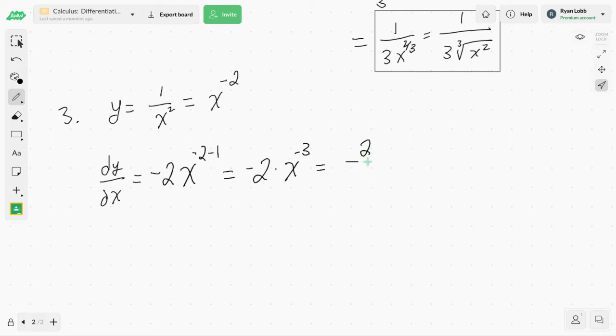And like I said before, generally we're going to make that a positive exponent in the denominator. So negative 2x to the negative 3rd. Oops, don't forget the negative. Negative 2 over x cubed. So there's a couple examples of the power rule. Pretty straightforward, I believe.